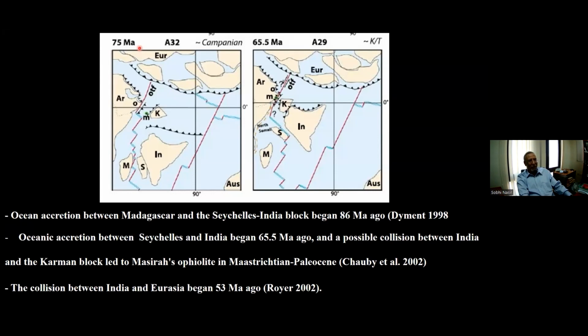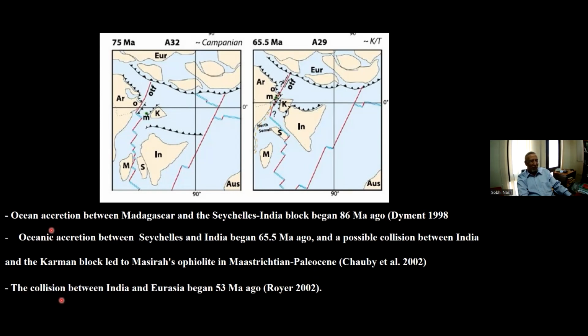Now, at 75 million years to 65 million years, we have the ocean accretion between Madagascar and Seychelles, and the India block began, which began 86 million years ago, this story here. And then ocean creation between Seychelles and India began at 65 million years. And there was a possible collision between India and the Karman block. And this collision caused the Masirah Ophiolite obduction in the Maastrichtian to Paleocene ages.